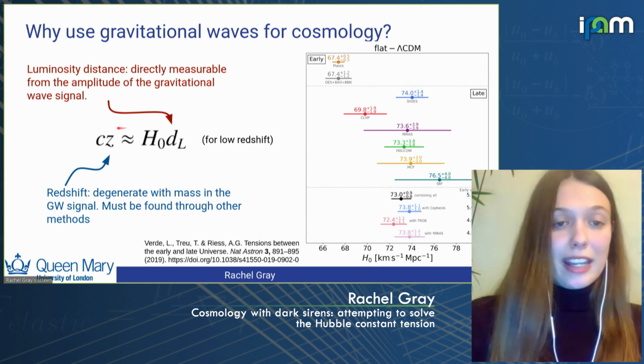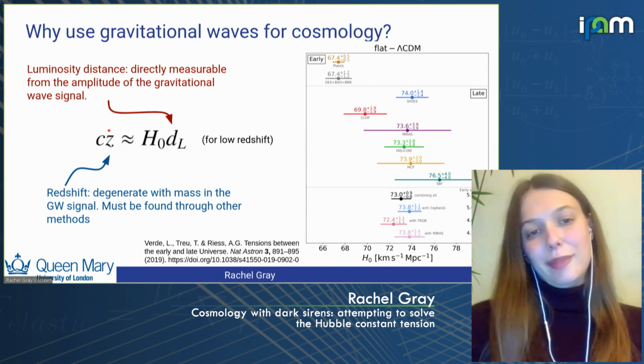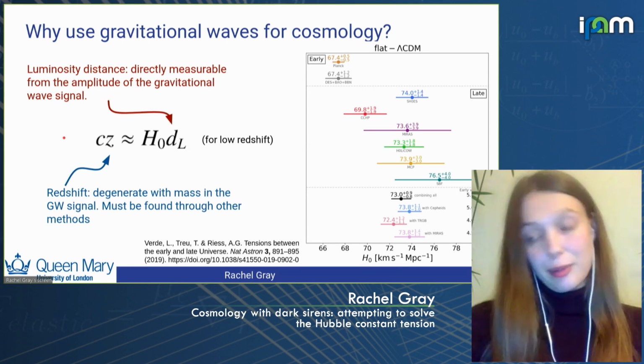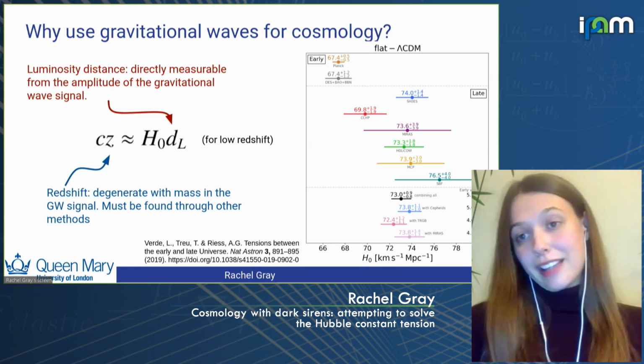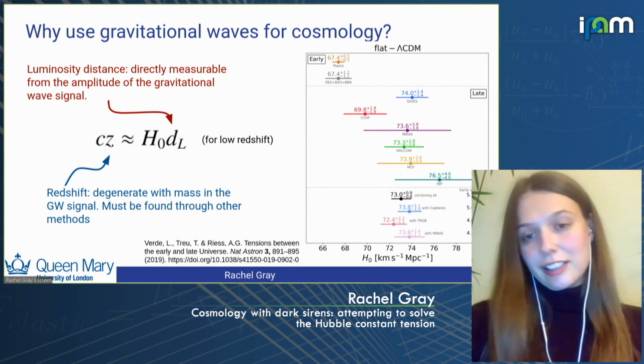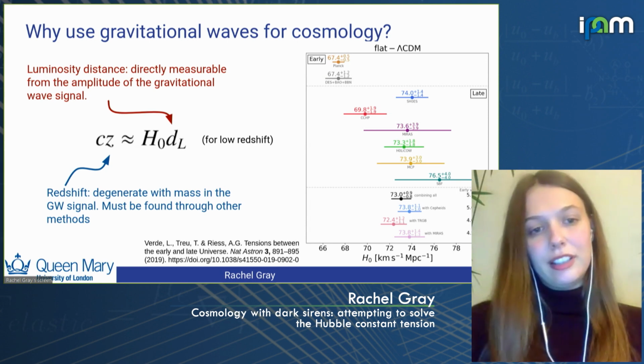The only other thing that we need in order to do this is obviously the missing redshift piece, but that's slightly more problematic because any redshift information in the gravitational wave signal is degenerate with mass, which complicates things, and so the redshift information has to be found in a different way.